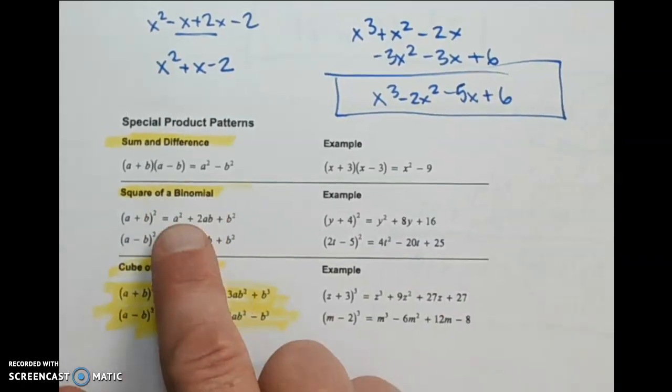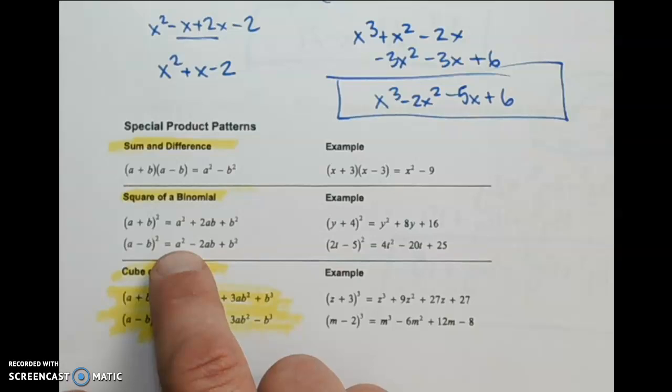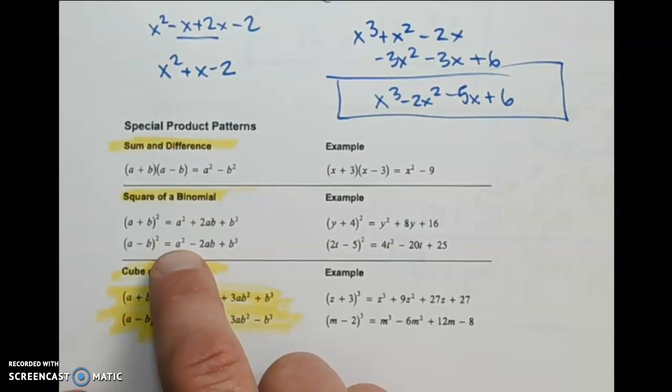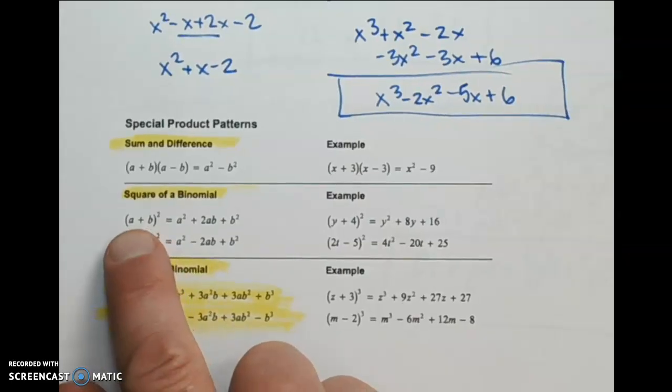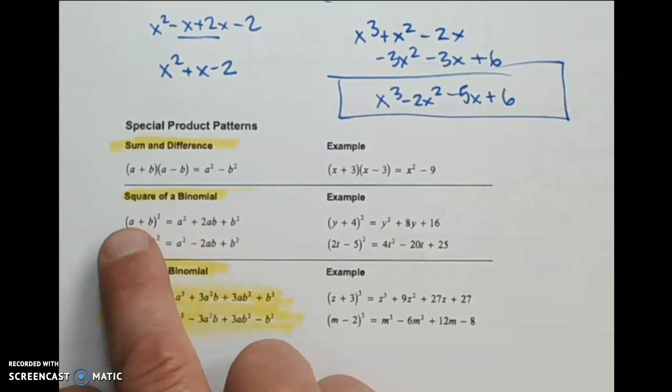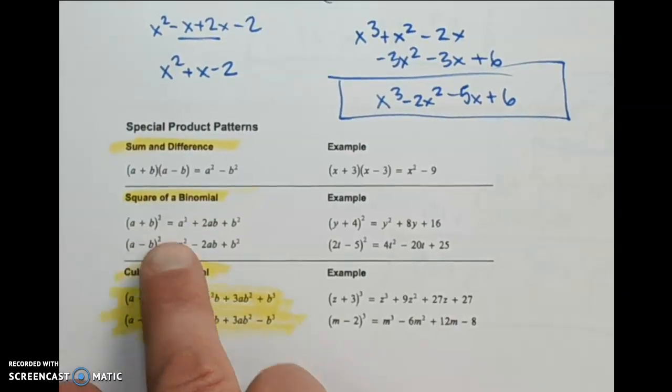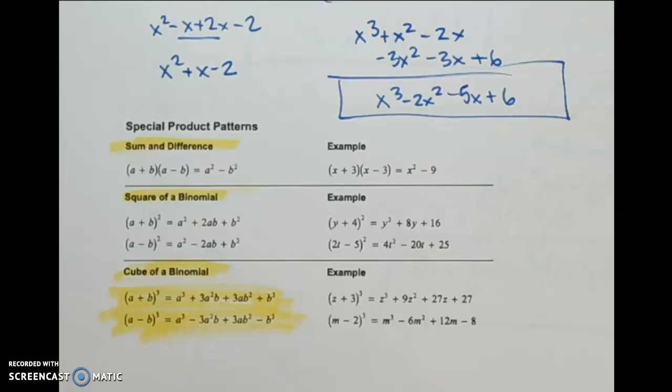Squaring a binomial is what we've been talking about, to make this perfect square trinomial, over and over. I take my first term, a, I square it, I get a squared, multiply my two terms together and then double it to get 2ab, take my last term, b, and square it.